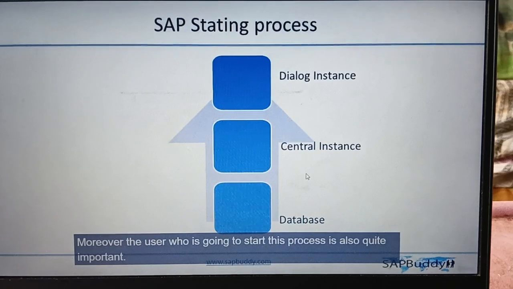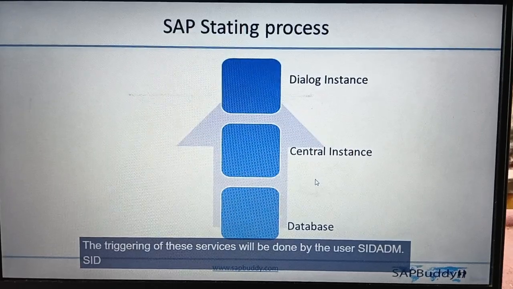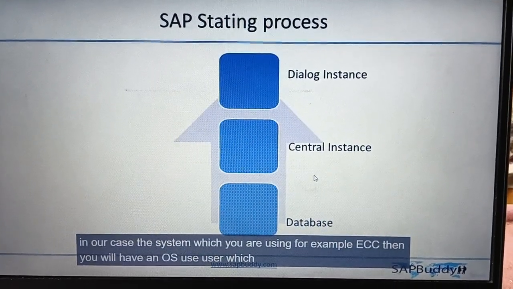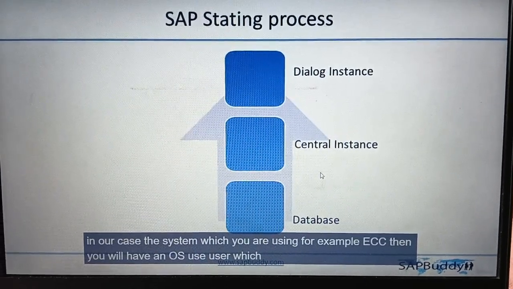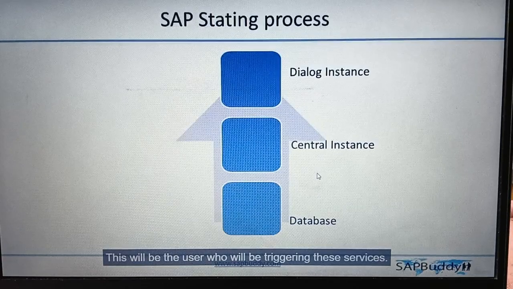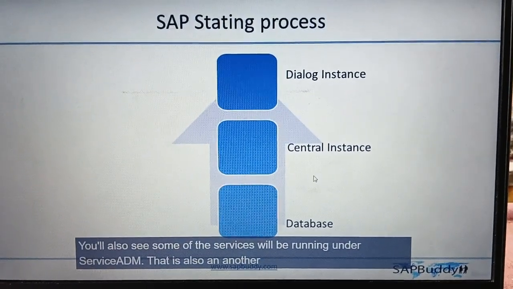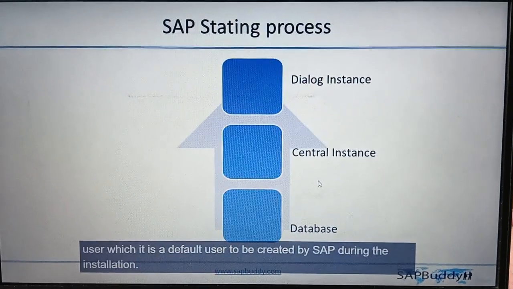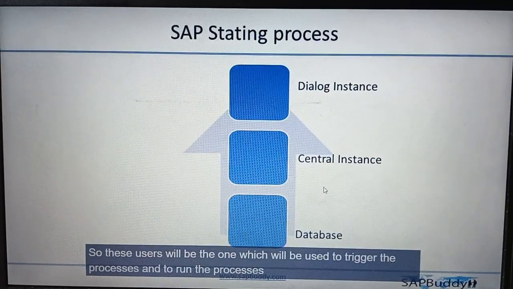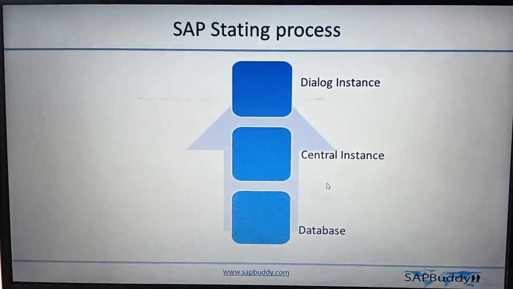Moreover, the user who is going to start this process is also quite important. The triggering of the services will be done by the user SIDADM. SID is the system which you are using, for example, ECC. Then you will have an OS user which is called ECCADM. This will be the user who will be triggering these services. You will also see some of the services running under SAPServiceSID. That is another default user which is created by SAP during the installation. So these users will be used to trigger the processes and to run the processes.